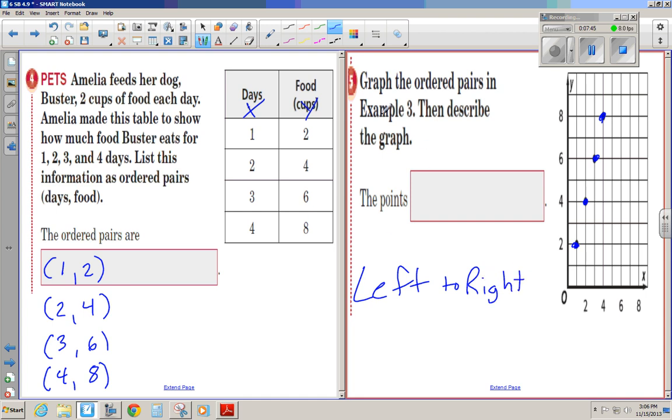And so when it says, then describe the graph, what are these points doing? Are they going up or are they going down? And then you should use a proper word. The points increase.